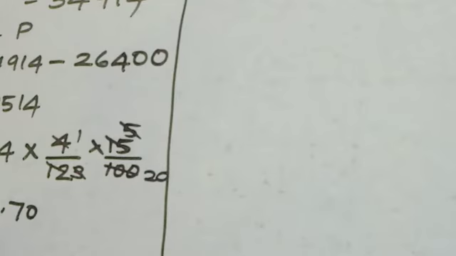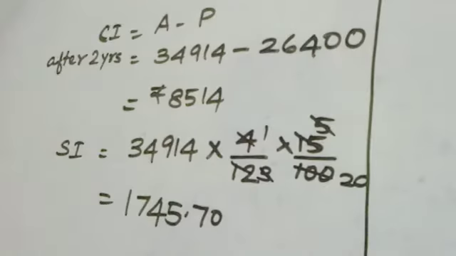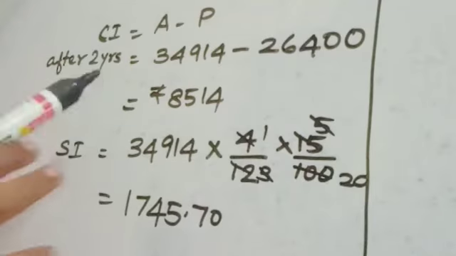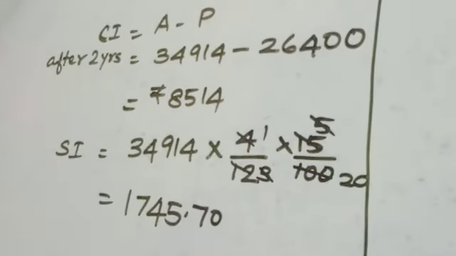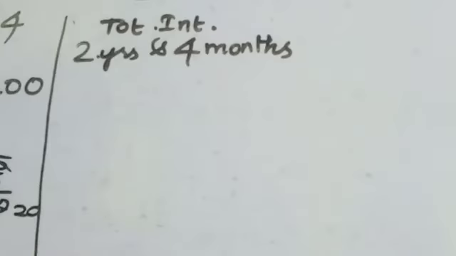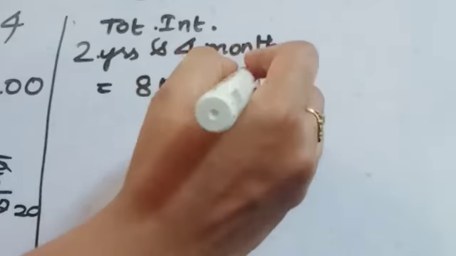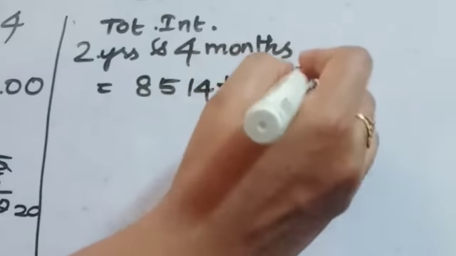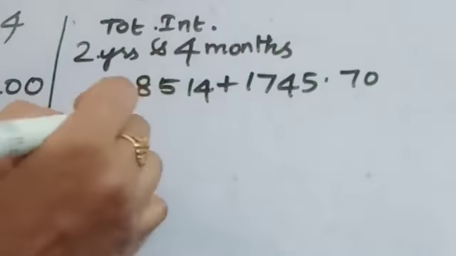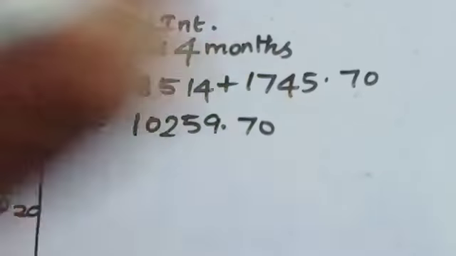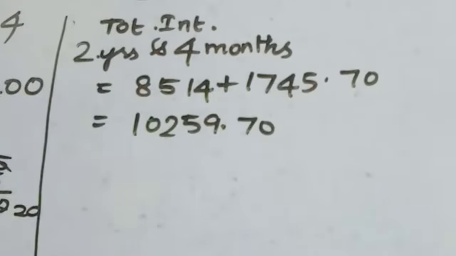Now total interest after 2 years and 4 months. First we calculated the interest for 2 years and then for the next 4 months. Now we have to find the total interest. So total interest for 2 years and 4 months is equal to 8,514 plus 1,745.70. So it is equal to 10,259.70.